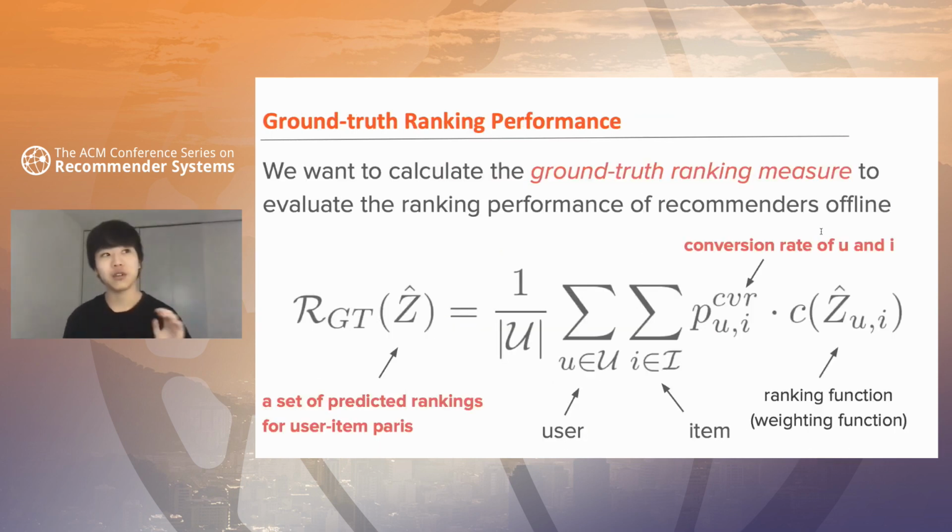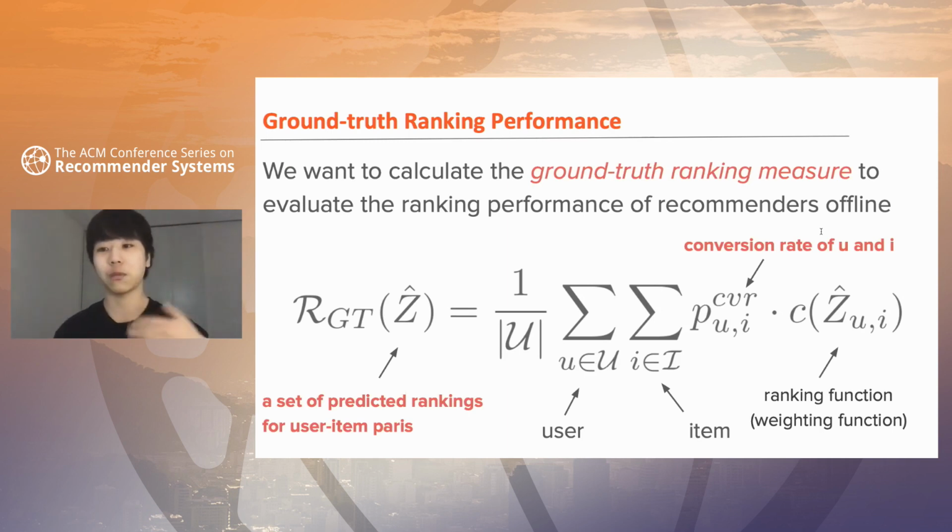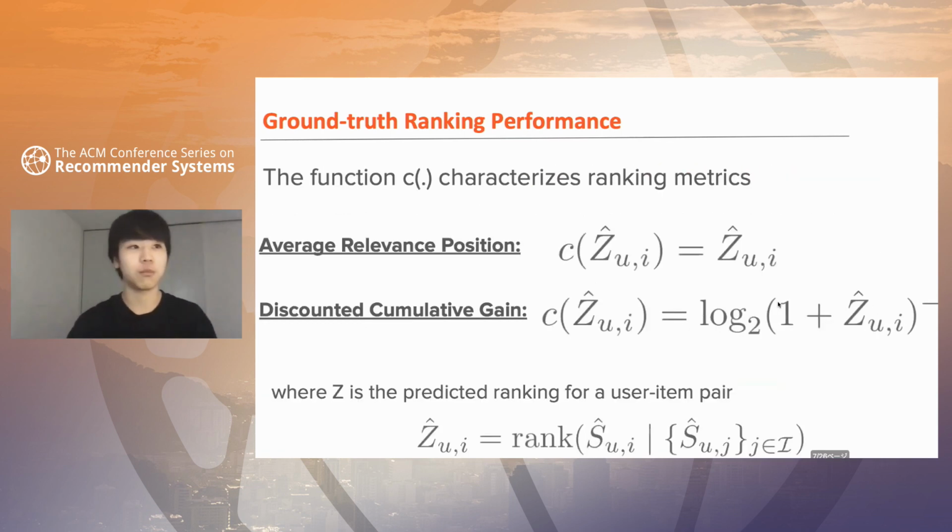So okay, let me now define the ground truth ranking performance here. The ground truth ranking performance is defined by the weighted expected conversion obtained by deploying the recommender system to the real system, right? So this is the ground truth ranking measure. It's defined by using the true conversion rate, which is unobserved by the analyst in the real world. And C is a ranking function, which can be, for example, average relevance position, discounted cumulative gain, or you can also use the recall function or the precision function as the ranking or weighting function.